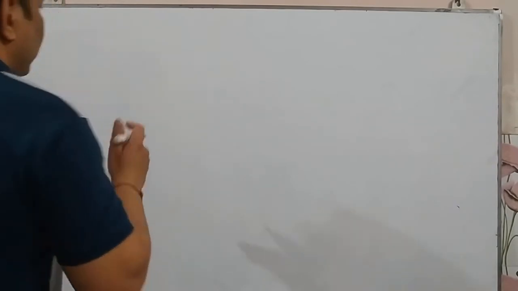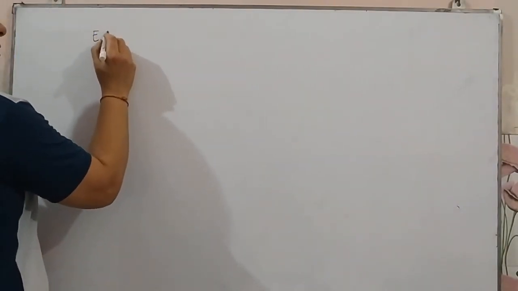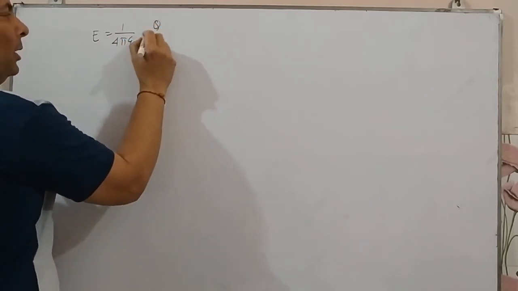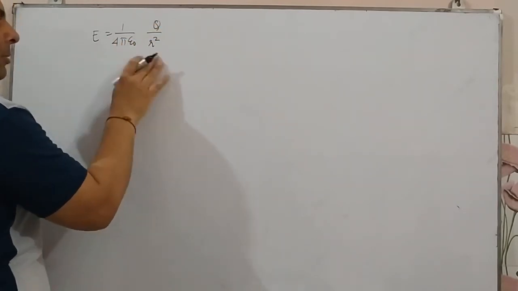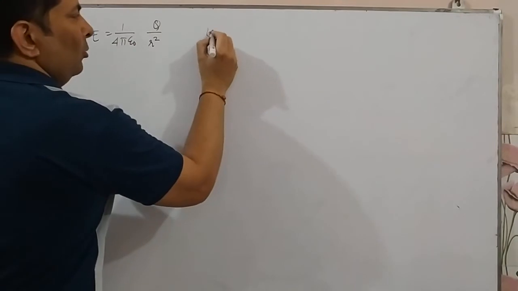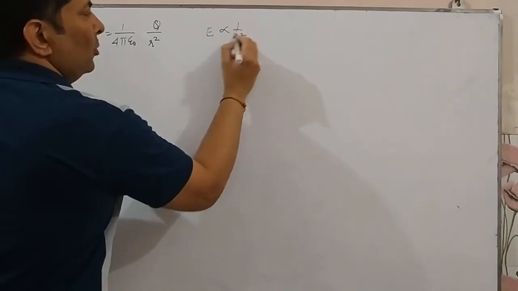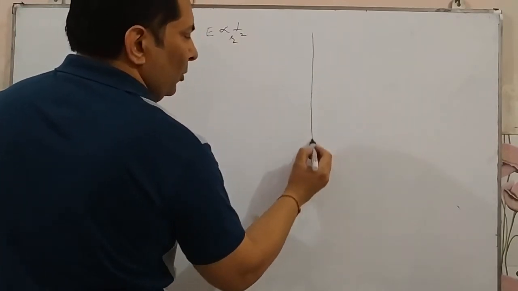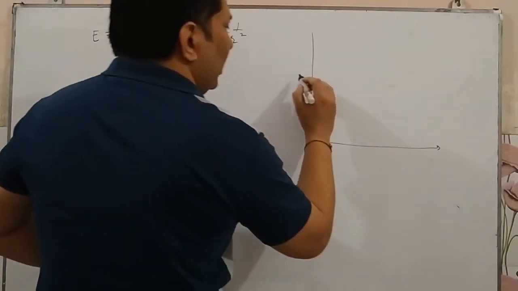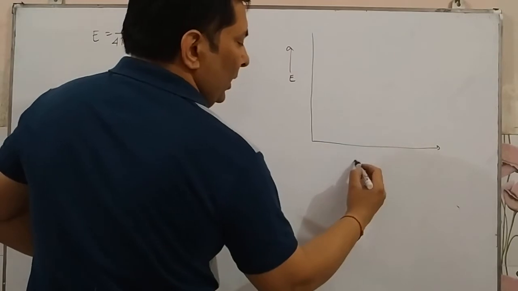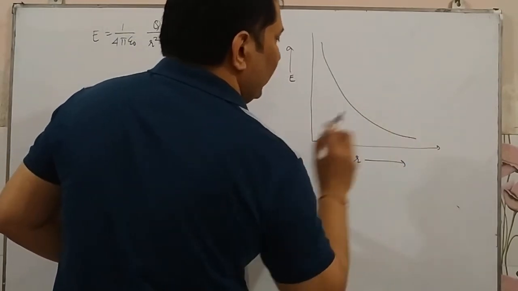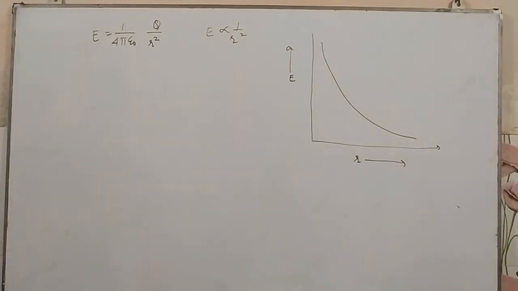Now, it also needs to be noted that electric field intensity is given as 1 upon 4 pi epsilon naught Q upon R square. I am taking the magnitude here. So we can conclude that E is directly proportional to 1 upon R square. So for the graph, if it is plotted for electric field and R, the graph will be like this. This is a parabolic graph for decreasing amplitude.